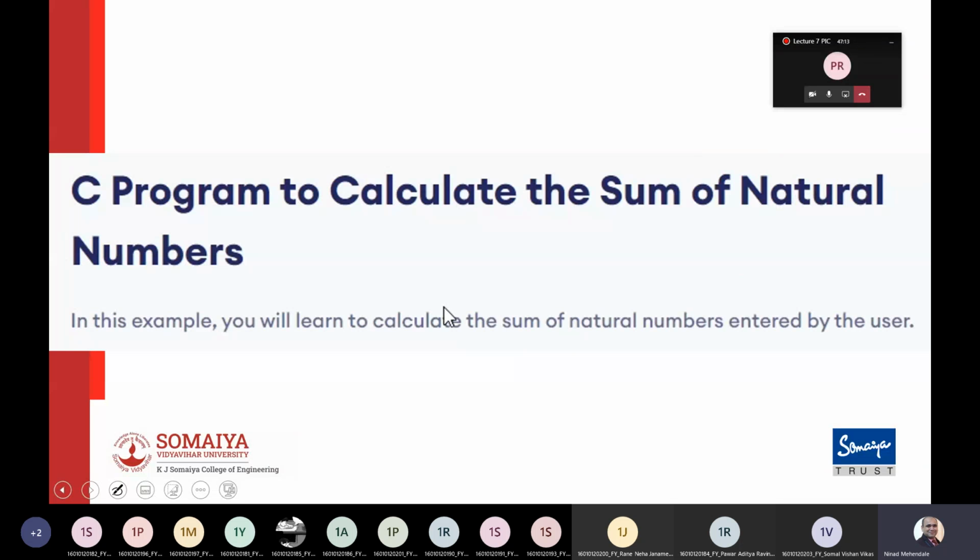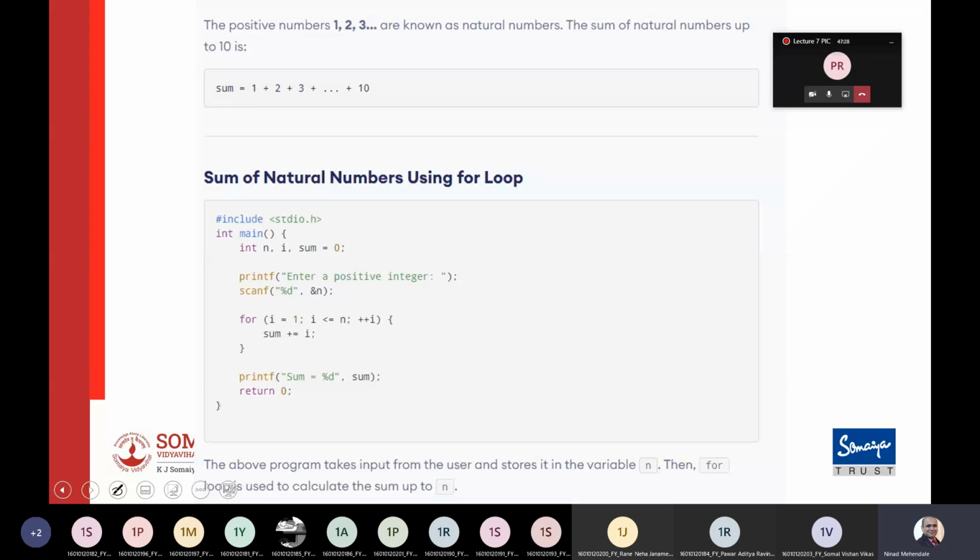Next, we have already written this program, so I will just run through it. Write a program to calculate the sum of natural numbers up to a particular point. So we will learn to calculate the sum of natural numbers entered by the user. For example, if the user enters positive 10, then it will start adding 1 plus 2 plus 3 plus 4 up to 10. Since it's a sum of natural numbers, natural numbers start with 1 and not 0. So you will add 1 plus 2 plus 3.